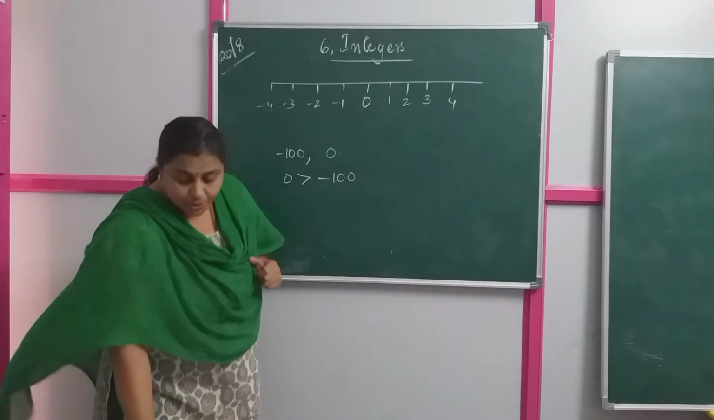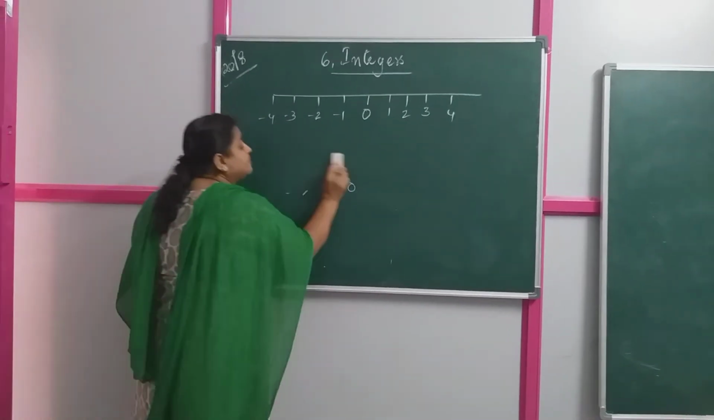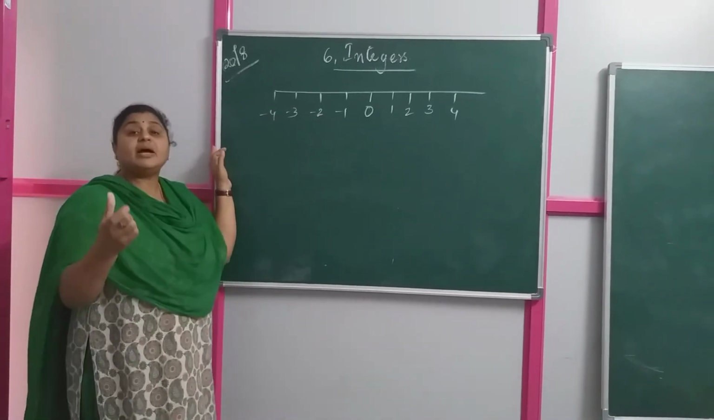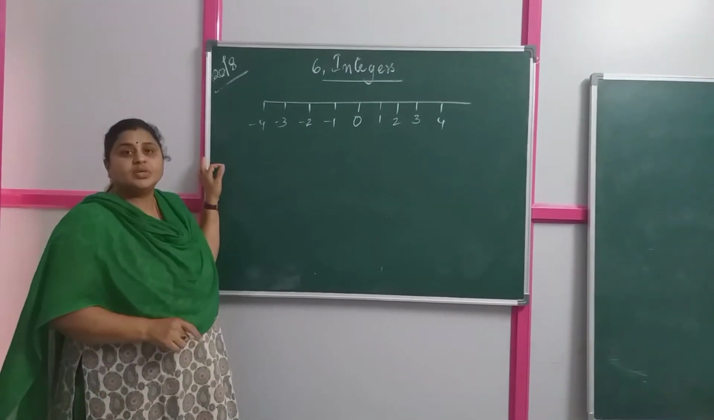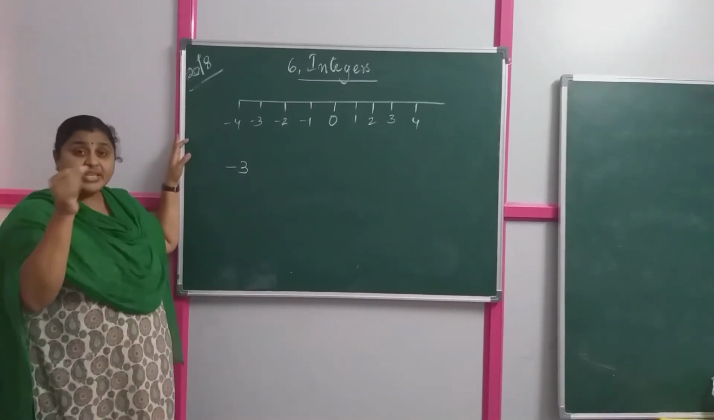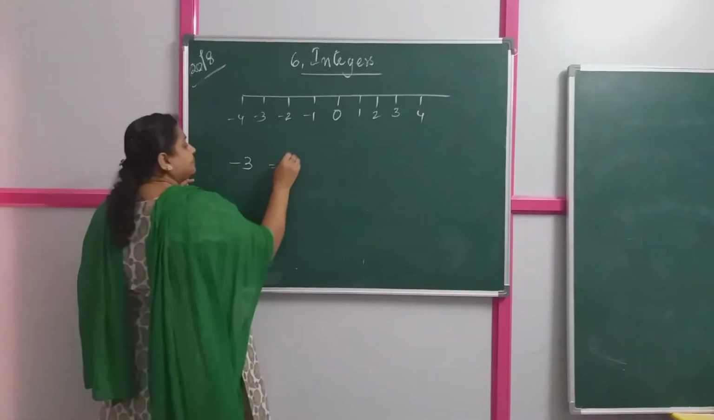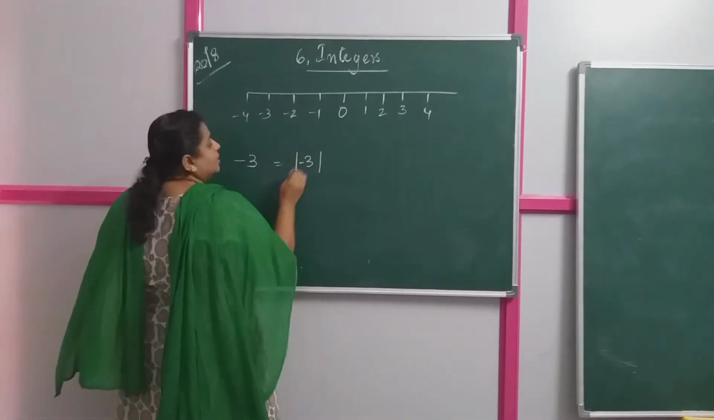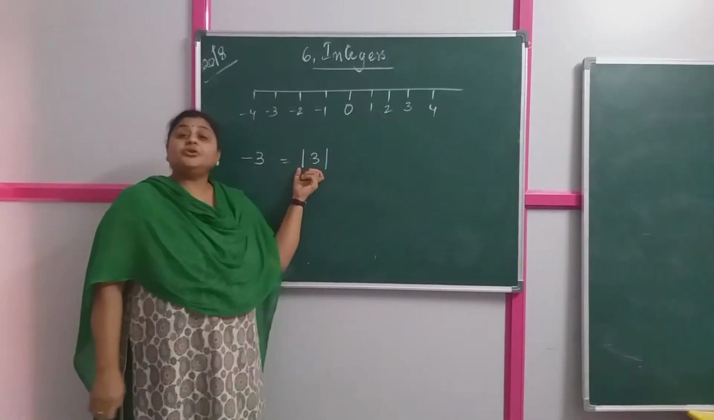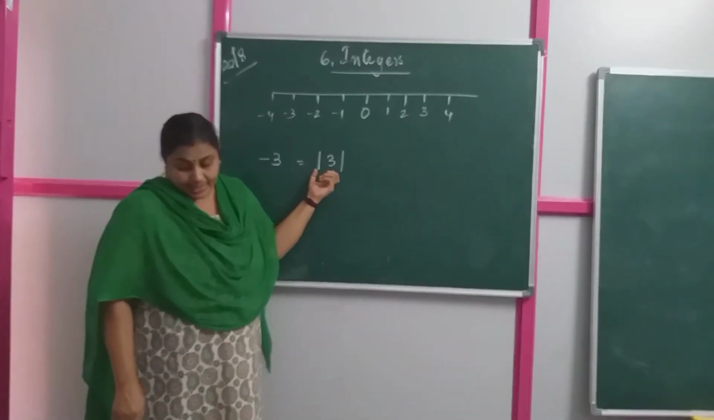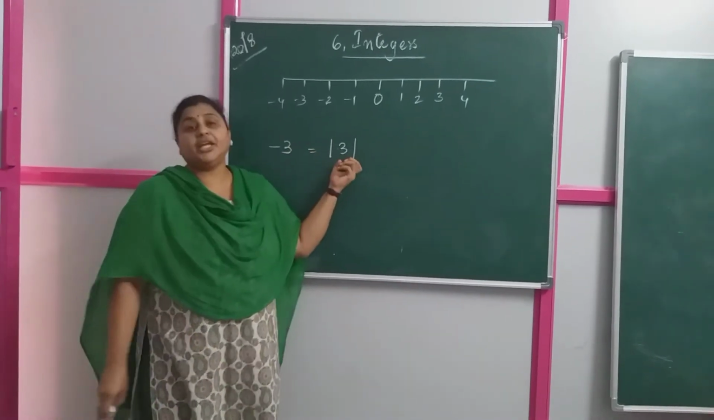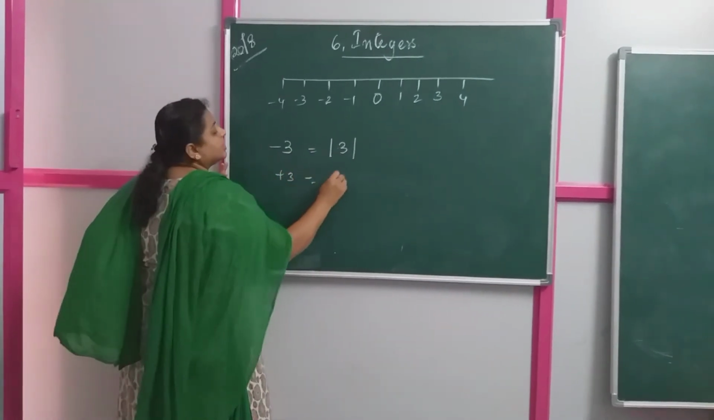Now let us see what you mean by an absolute value. The absolute value of an integer is nothing but its positive value. Suppose I have -3. What is the absolute value of -3? It is +3. The absolute value is the value of the number regardless of its sign. So -3 is 3 only. If I have +3, it is also 3 only.